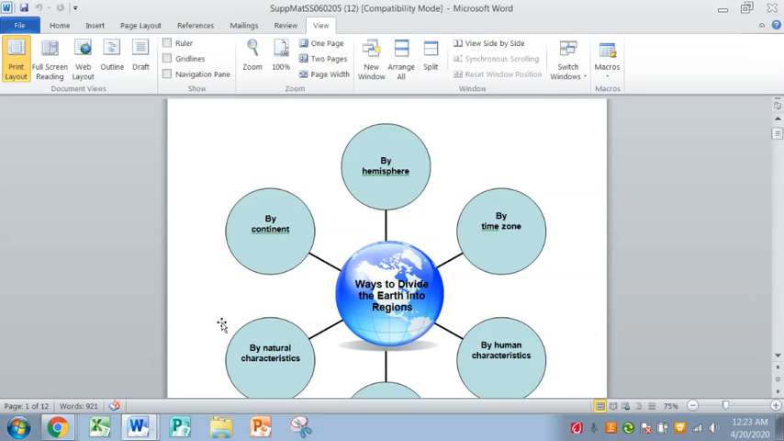So starting with the bottom left, we can talk about dividing the earth into regions by natural characteristics. Again, things that occur in nature. By continent, we have 7 continents, if you remember correctly from our continent competition. By hemisphere, we have 4: north, south, east, and west. Time zone is something we're going to be talking about. And human characteristics, which are man-made characteristics.